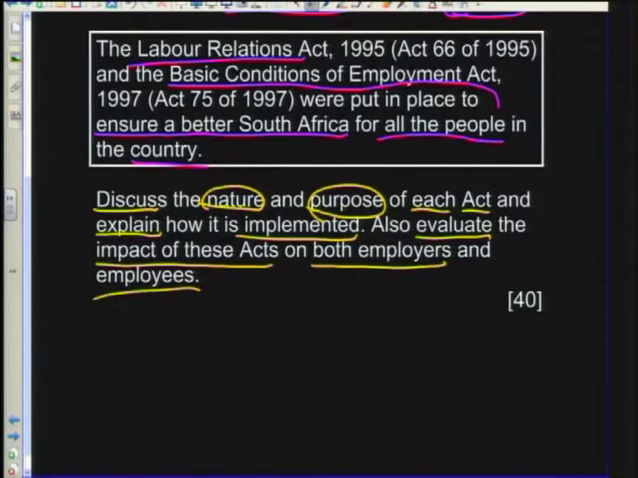Now this seems like a short enough, easy enough question. If you don't keep your eyes open and do all those things, you're going to miss out and not do everything you actually need to do with this. So I want you to have a look here. You need to discuss the nature. You need to discuss the purpose. You also have to explain how this is implemented and look at the evaluation.